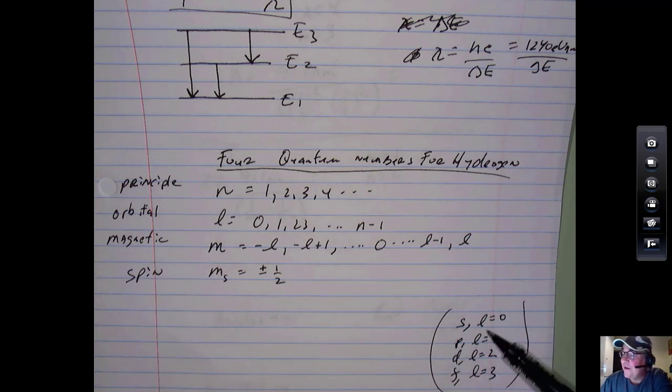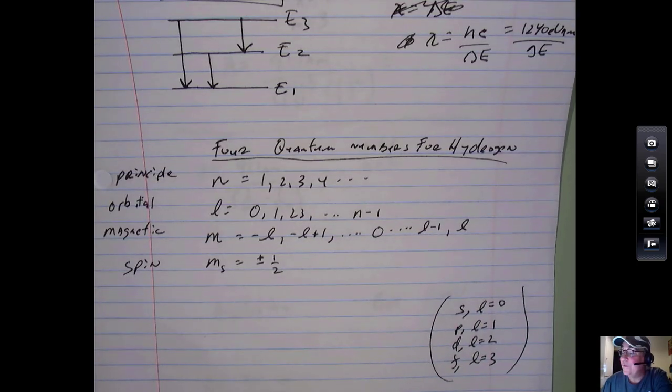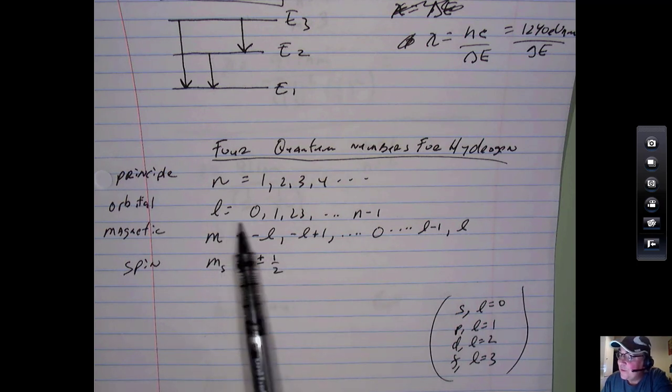And don't forget, if L is 0, this corresponds to the S shell. L equal to 1 was P. L equal to 2, D. From chemistry, you probably have seen S, P, D, F, and you wonder, where do these come from? Well, it comes from these quantum numbers. Good. So that's the possibilities for L.